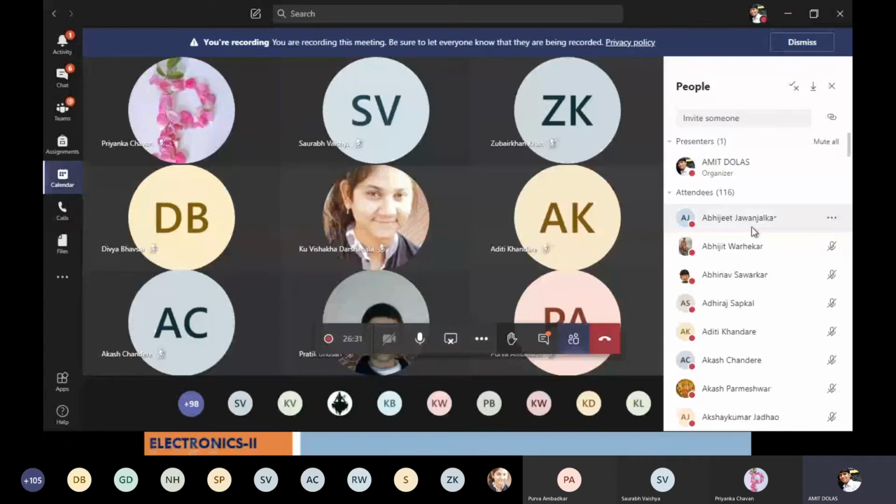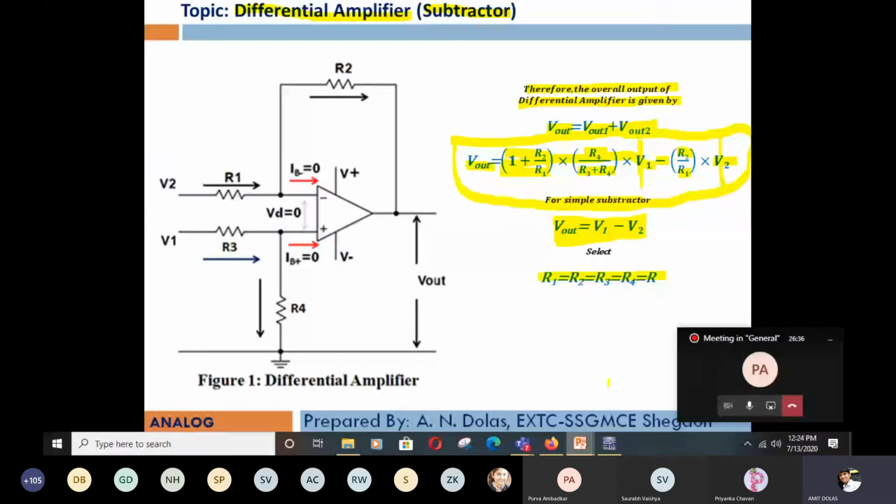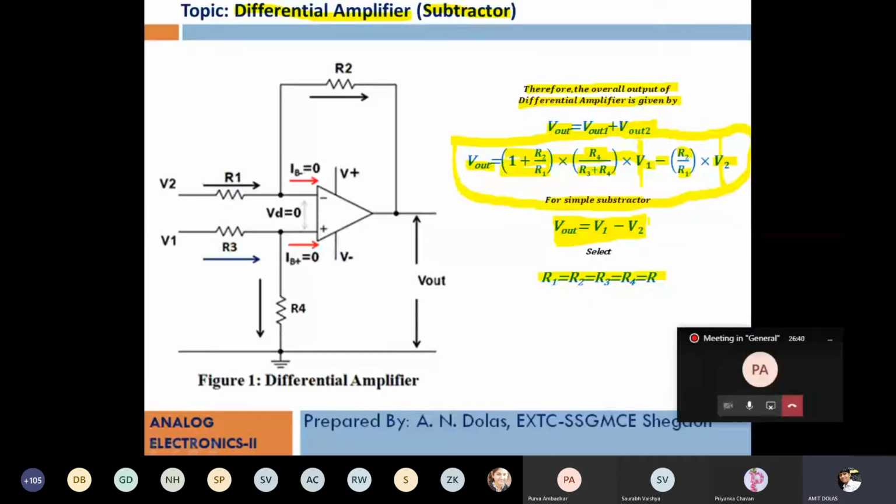So coming back to the PPT again, the conclusion is that the subtraction operation is possible with the differential mode of the op-amp, provided that all the resistances in the differential mode are equal, so that we get Vout equal to V1 minus V2.